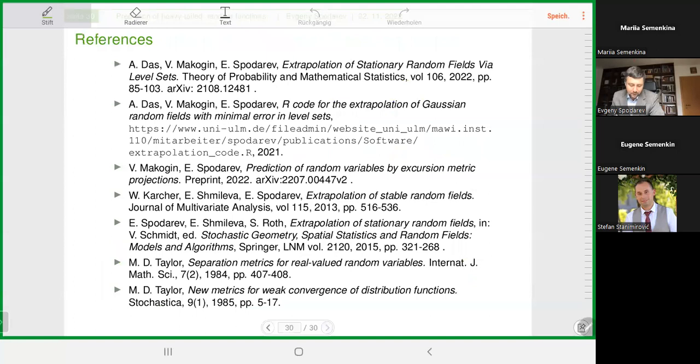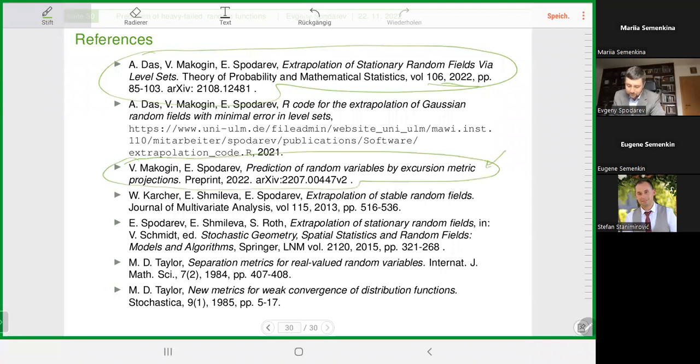Well, I would like to conclude with the list of references. What I was telling you now is based on these two papers. The first one was published this year, but it was submitted last year. And the other one is very new and already submitted. This one handles the more general situation of prediction by excursion metric. And the corresponding R software for Gaussian random processes is given here. Well, I'm done. Thank you for your attention.